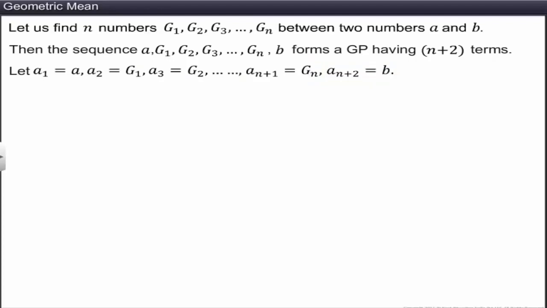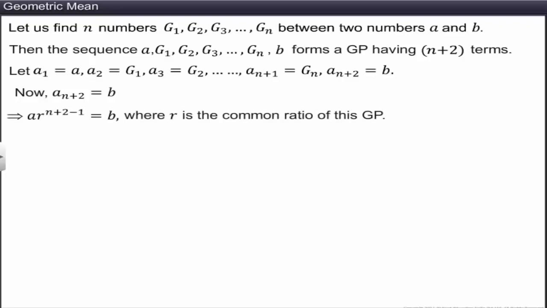Now n plus 2th term is b. This implies a into r raised to the power of n plus 2 minus 1 is equal to b, or a into r raised to the power of n plus 1 is equal to b, or r raised to the power of n plus 1 is equal to b upon a. This implies that the common ratio r is equal to b upon a whole raised to the power of 1 upon n plus 1. Now, let us find the numbers g1, g2, g3 and so on one by one.